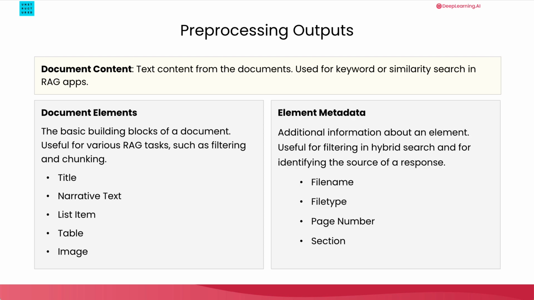In addition, it is important to extract element metadata, such as page number or file type. Later in the course, you will learn how to use this information when performing hybrid search, which allows you to filter the information that you extract from a vector database when constructing your prompt.